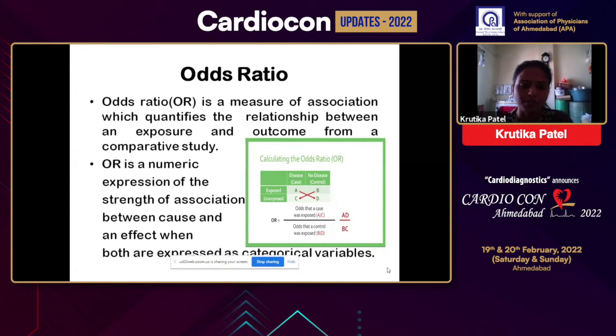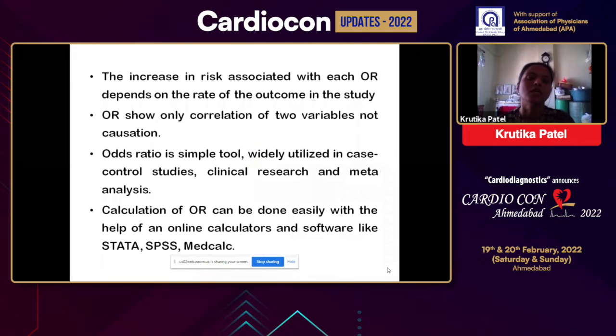Odds is a numeric expression of the strength of association between cause and effect when both are expressed as categorical variables. A thumb rule for using odds ratio is that both variables are categorical variables. The increase in risk associated with each odds depends on the rate of the outcome in the study. Odds show only correlation of two variables, not causation. It means we can see the correlation between two variables, but we cannot find any cause between the two variables.